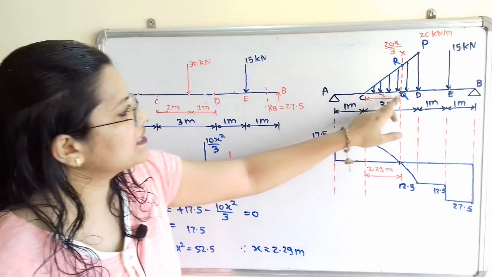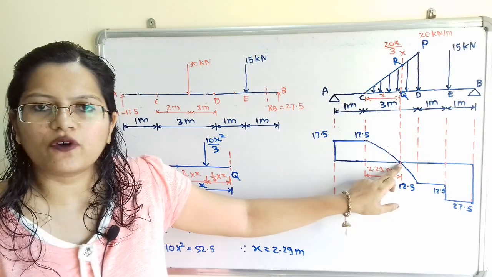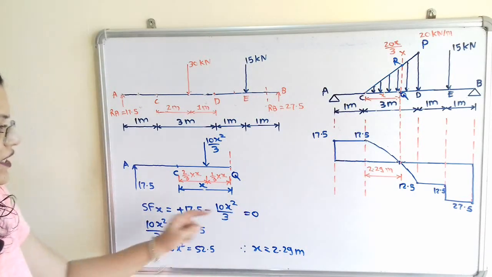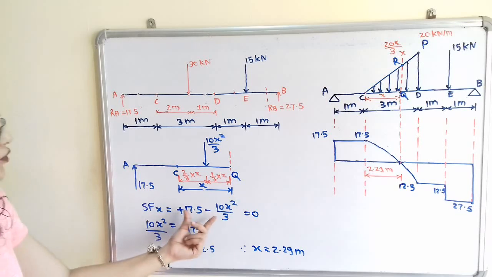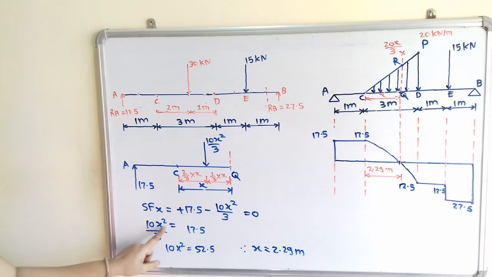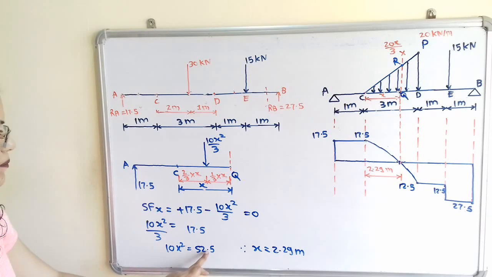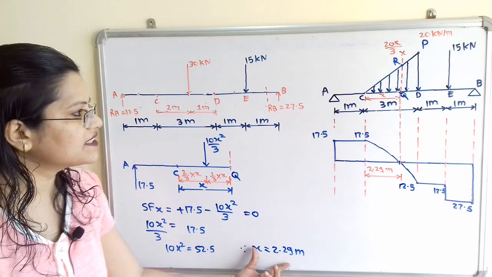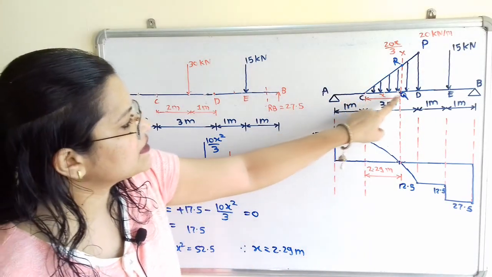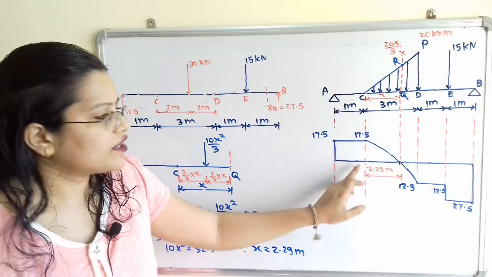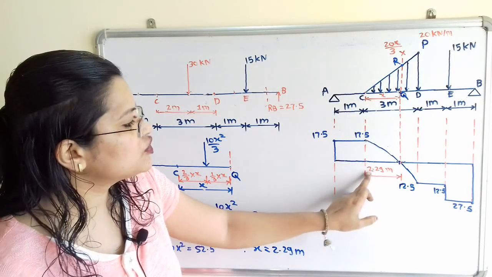To find out the distance x where the value of shear force is equal to 0, we have to set this formula equal to 0. Then we can calculate the value of x. So we will simplify this. We will transfer this negative term to the right hand side. So we get 10x square by 3 is equal to 17.5, and therefore 10x square is equal to 52.5, and therefore x is equal to 2.29 meter. So this is the distance x, that is the distance in between C and Q, where the shear force is equal to 0. So we will plot this value 2.29 meter in the shear force diagram.